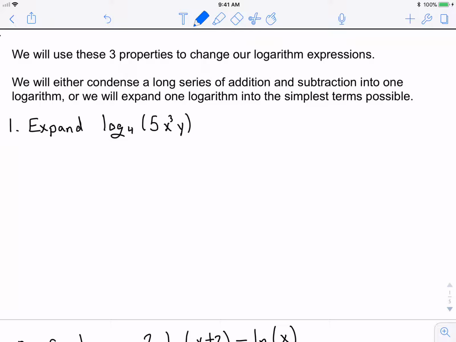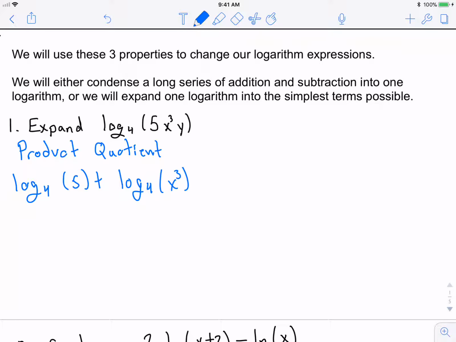When we do these, we first look for the product property and the quotient property. And then once we've used product and quotient, we use the power property to make it even simpler. So we have the product and quotient here. And since we have a lot of multiplication on the inside, we can spread this out and make 3 logarithms. This will be log base 4 of 5 plus log base 4 of x cubed plus log base 4 of y.